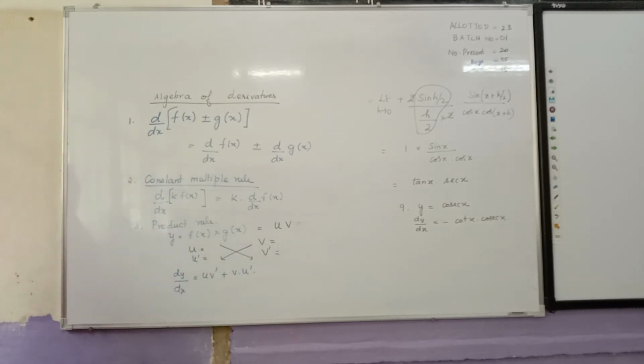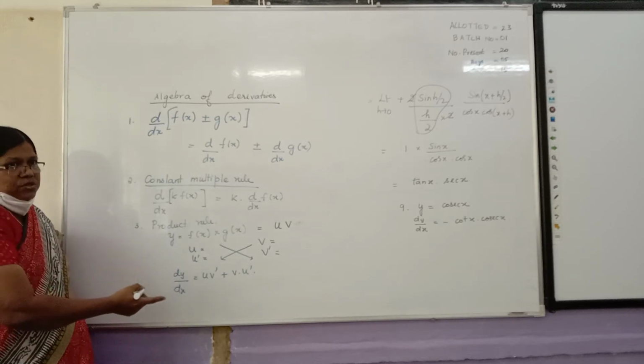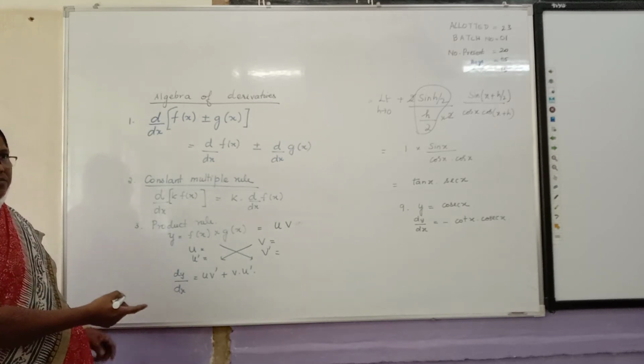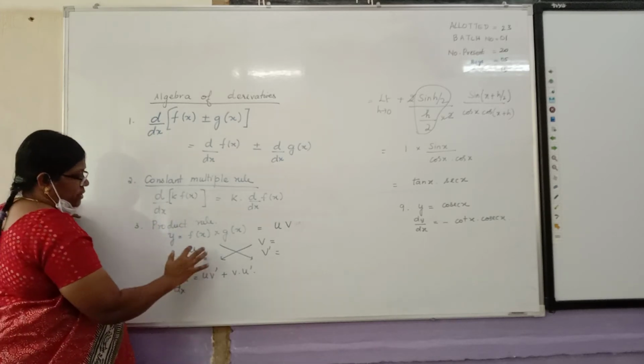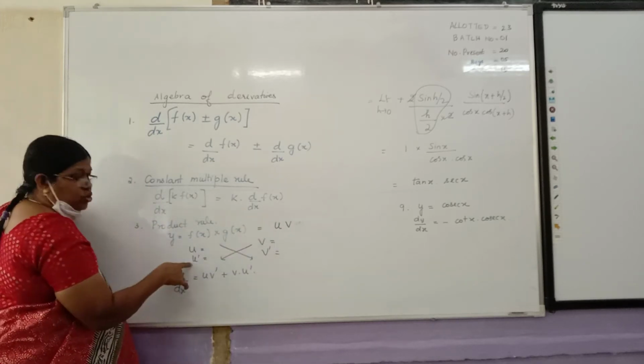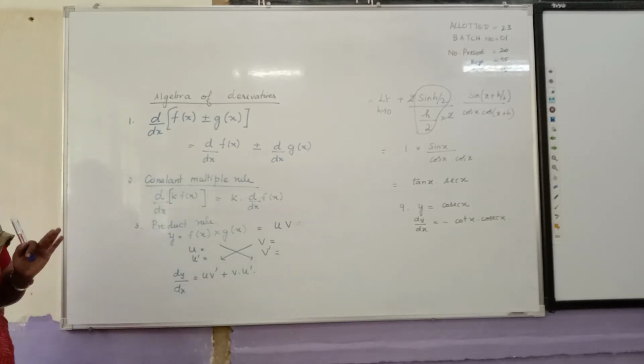You get this answer when you do it by first principle. Everything, when you do by first principle, you get that derivation. We are not doing it now. It's no use for you. Okay, you are going to get very few such questions, so this proof is not necessary. u into v dash plus v into u dash, this cross multiply.